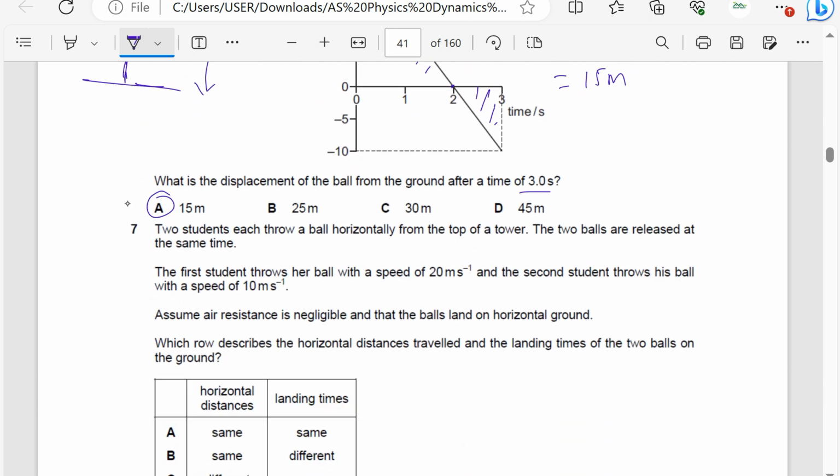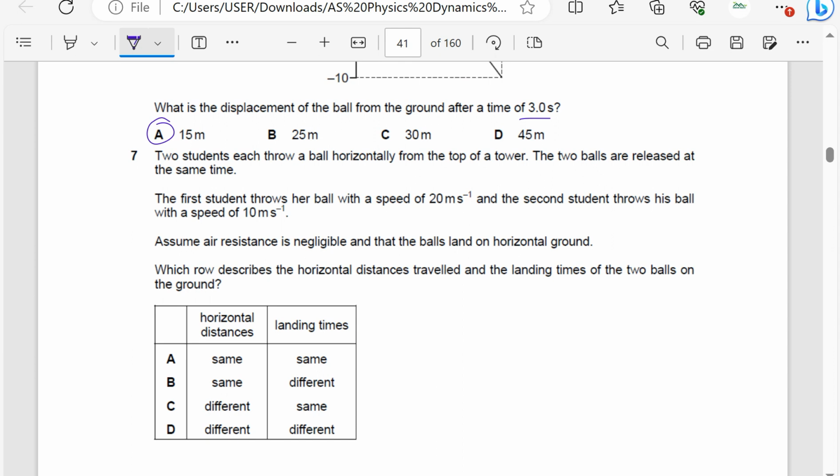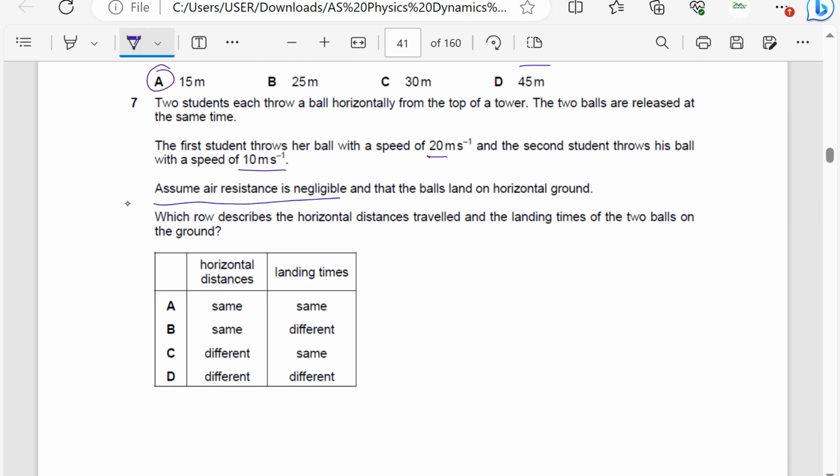Two students each throw a ball horizontally from the top of a tower. The two balls are released at the same time. The first student throws her ball with a speed of 20 meters per second, and the second student throws his ball with 10 meters per second. Assume air resistance is negligible and the balls land on horizontal ground. Which row describes the horizontal distance traveled and the landing times of the two balls on the ground?